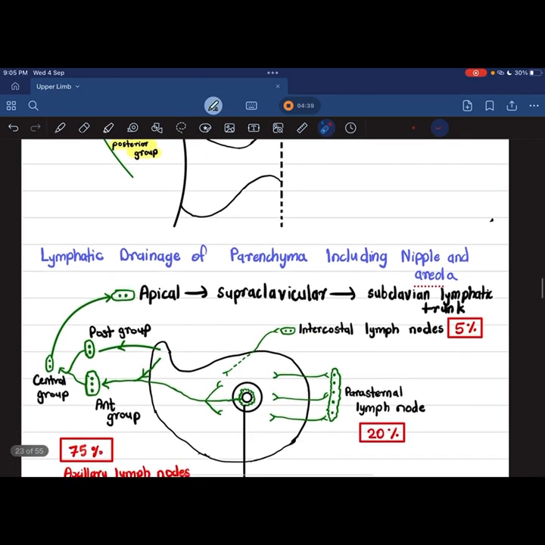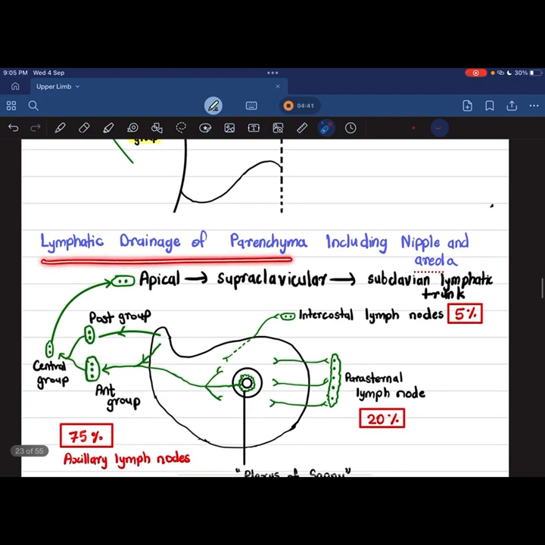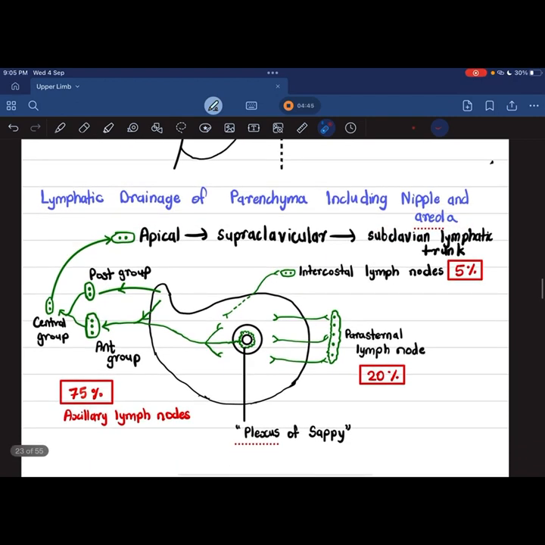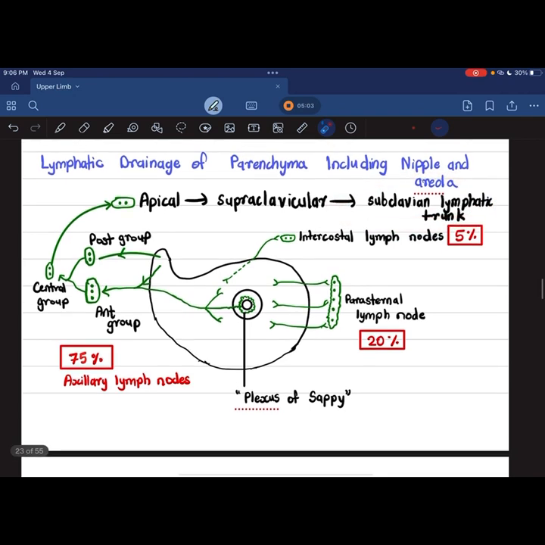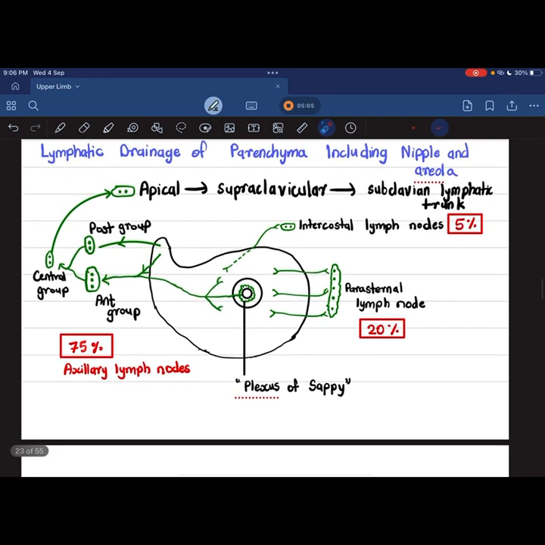Lymphatic drainage of the breast, lymphatic drainage of parenchyma, including nipple and areola. All the lymph gets drained into anterior and posterior lymph nodes, while it goes to central group. Through central group, it goes to the apical group, and then to the supraclavicular group, and in the end, it goes to the subclavian lymphatic trunk. This is all about the lymphatic drainage of parenchyma, including nipple and areola.